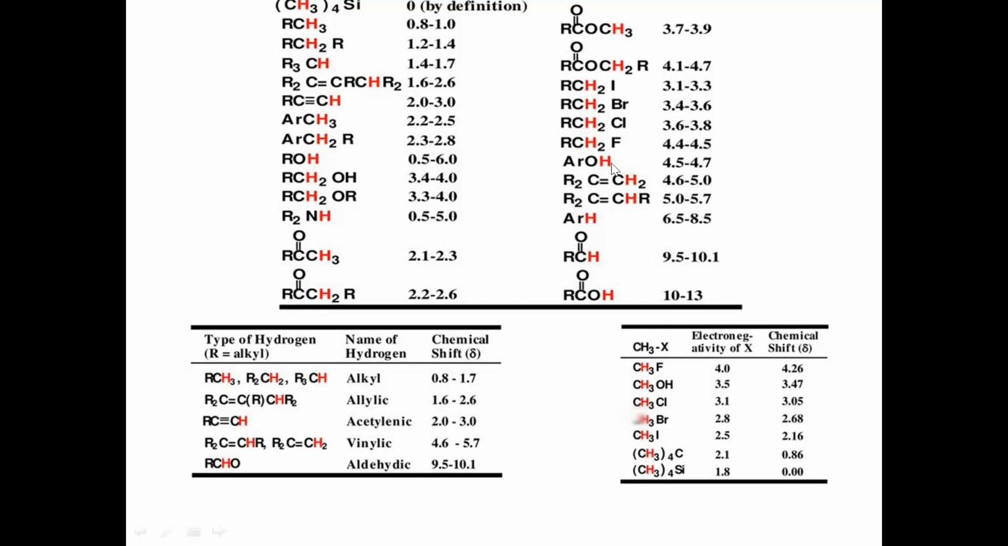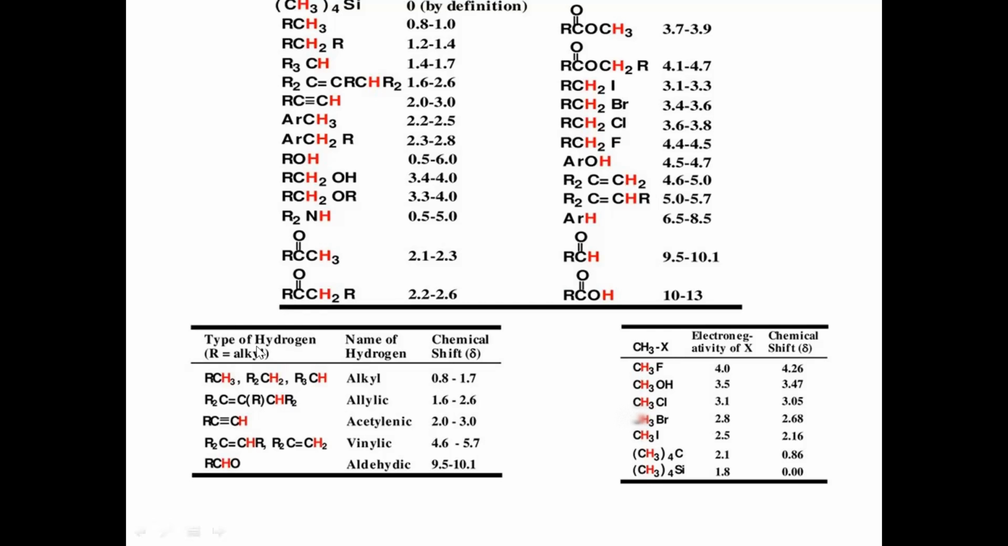Aromatic alcohol appears at 4.5 to 4.7, and for RCH=CH2, these are the vinylic protons, which appear at 4.6 to 5.0. Aromatic protons appear at 6.5 to 8.5. Aldehyde protons appear at 9.5 to 10.1. Similarly, acid protons appear at 10 to 13. So in this range you can see these protons.